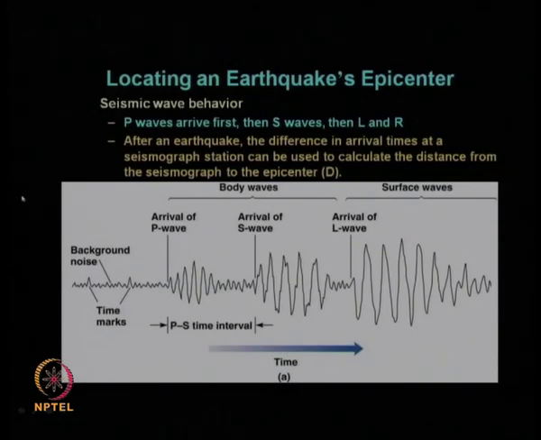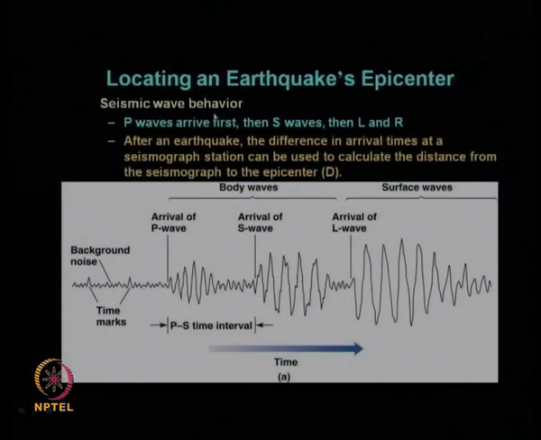Now, our next important criterion is how to locate the earthquake's epicenter, because it is very important. As we have already learnt, using the various seismographs located all around the earth, we can locate the epicenter of an earthquake. So, how to locate that epicenter? Let us see here.